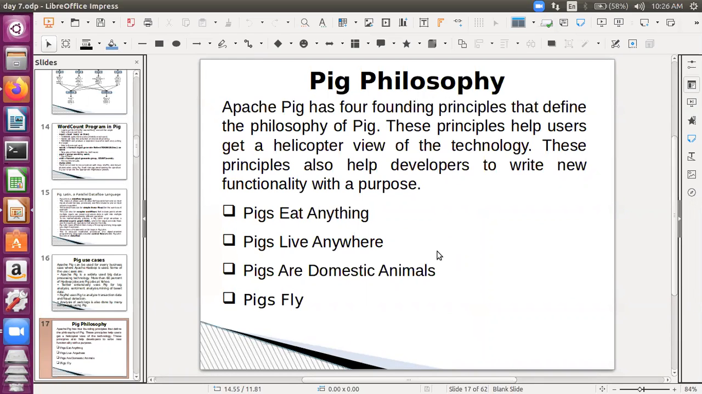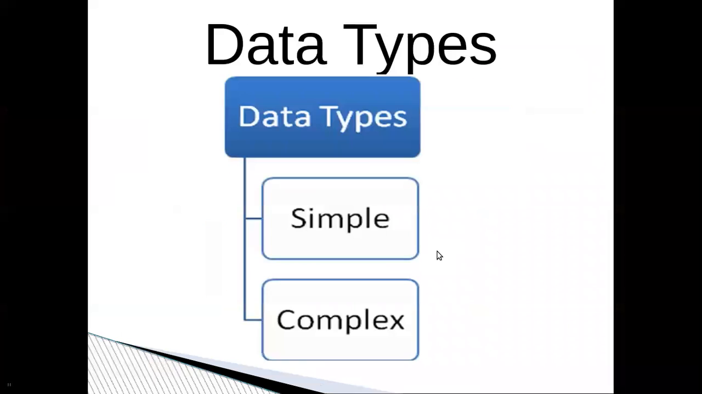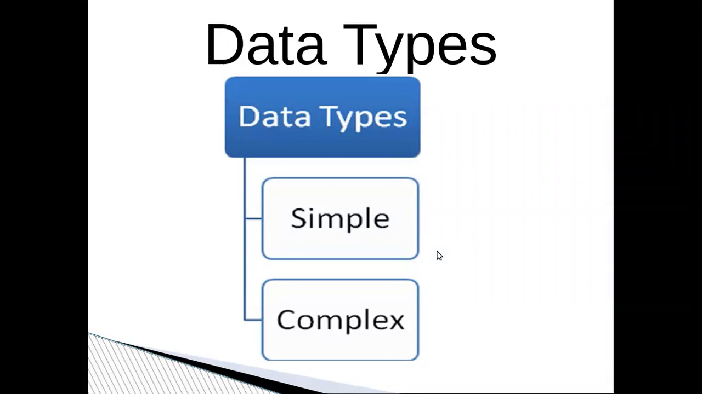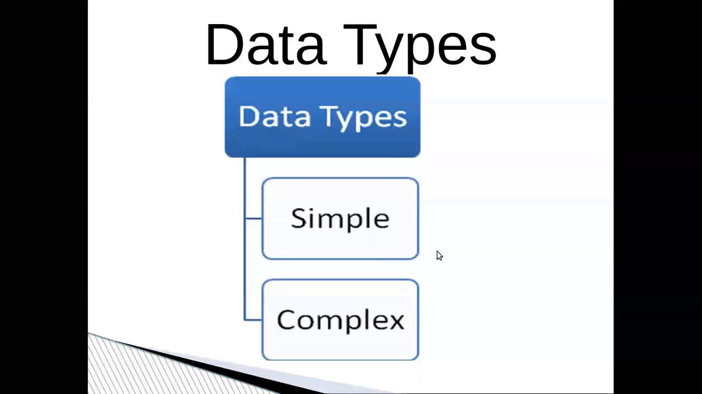Kindly keep that thing in mind. Let's move ahead now. The Pig data types. So we have two broad categories of Pig data types, the simple and the complex.